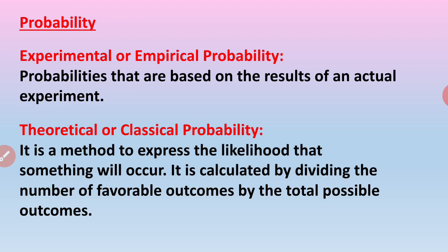The next type is theoretical or classical probability. In this, you use your brain, you do a lot of calculations, and then you get to know the probability. Here you are not actually doing it experimentally. So it is a method to express the likelihood that something will occur. It is calculated by dividing the number of favorable outcomes by the total possible outcomes. So this is all about calculations and your processing.